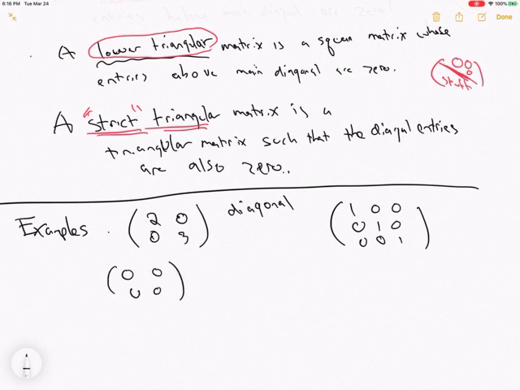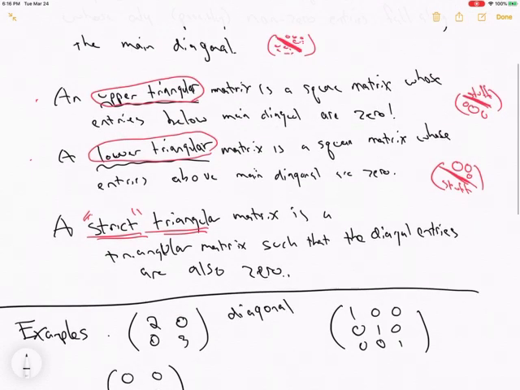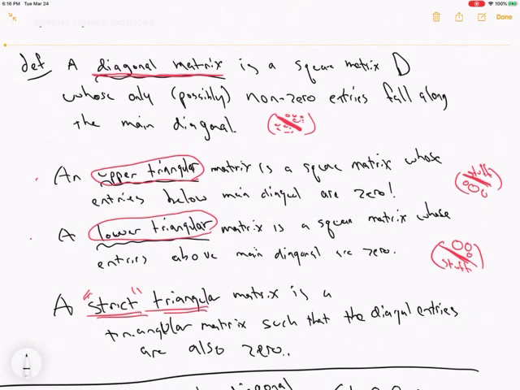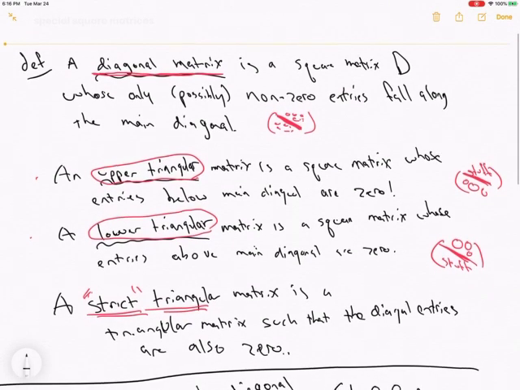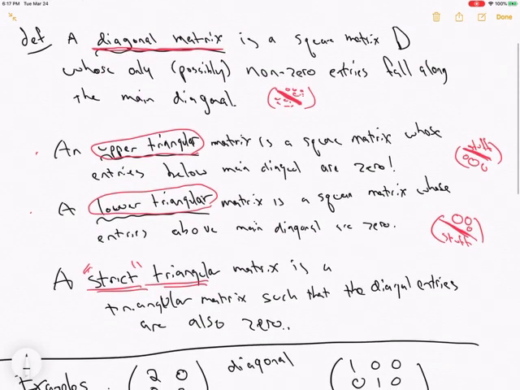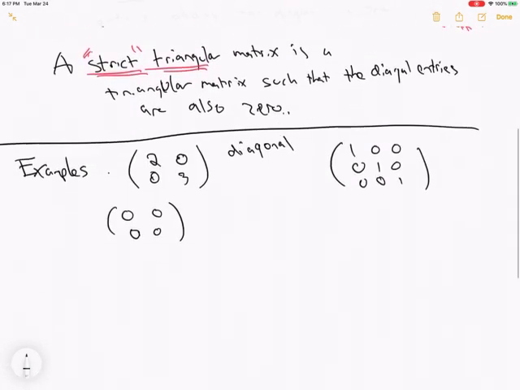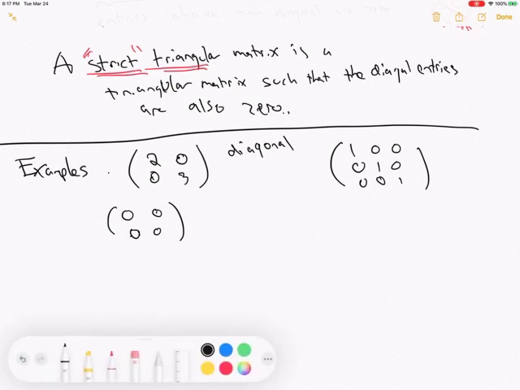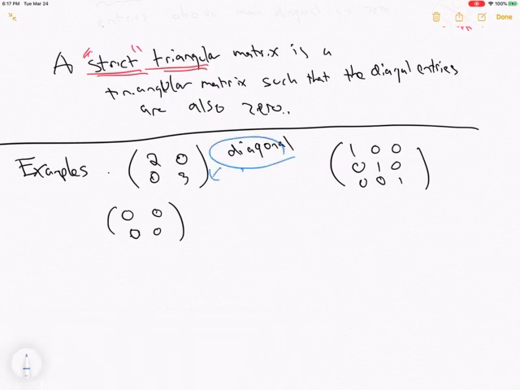The zero matrix is also diagonal. If you go back to the definition of diagonal, it says a diagonal matrix is one whose only possibly non-zero entries fall along the main diagonal. So the definition says that if it's not on the diagonal, then it must be zero. As long as these are zero, it is diagonal. What's along the diagonal may not necessarily be interesting, but these are what diagonal matrices look like.